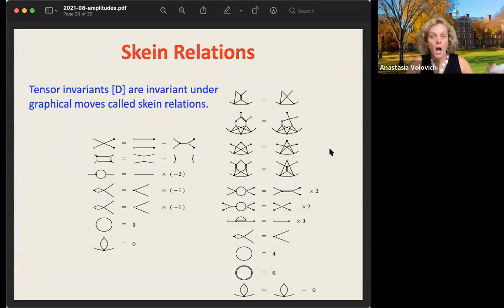Now, to each diagram you associate a tensor invariant. These tensor invariants are invariant under graphical moves, which are called skein relations. I've drawn some of them here. This is just to give you a flavor, but you can open Fomin and Pylyavskyy if you'd like to learn more.